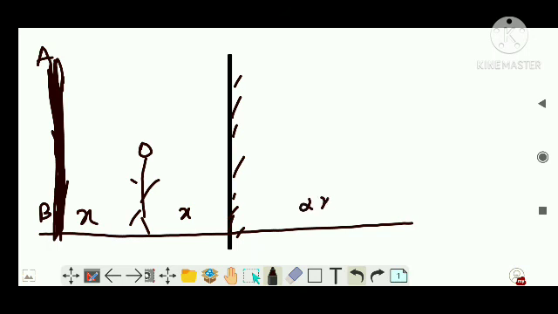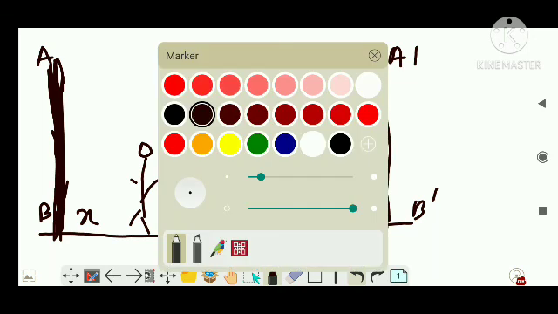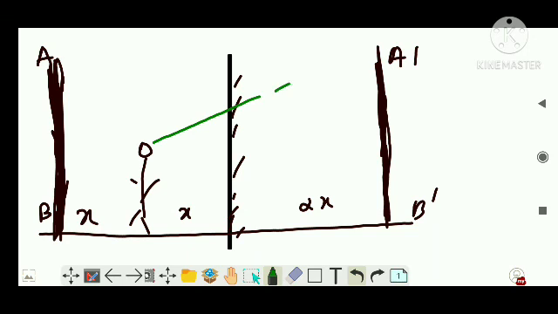So this will be at a distance 2x. So this is the image, A dash B dash. So you want the image like this. What will the eye feel? Your eyes will feel that the light rays are coming from here and from here, but actually the light rays are coming from the object.